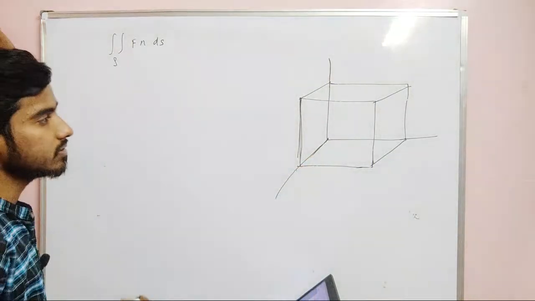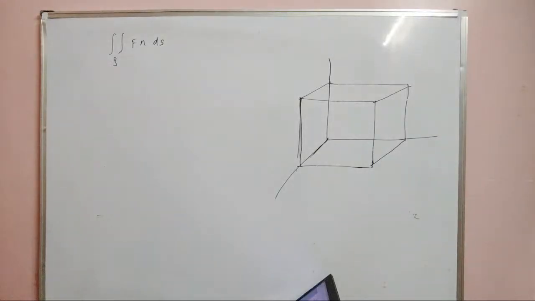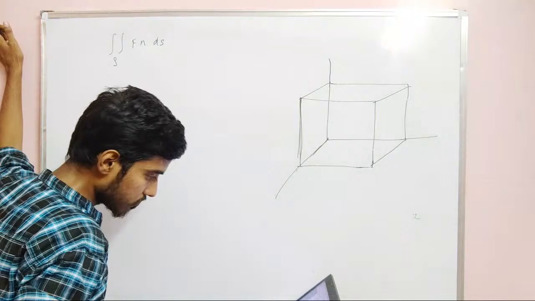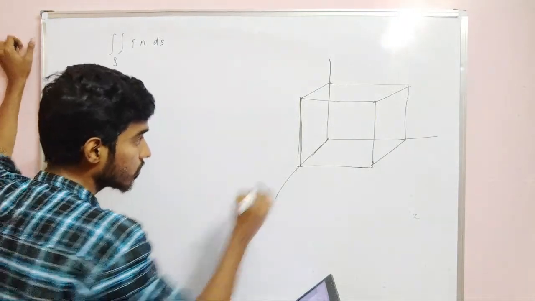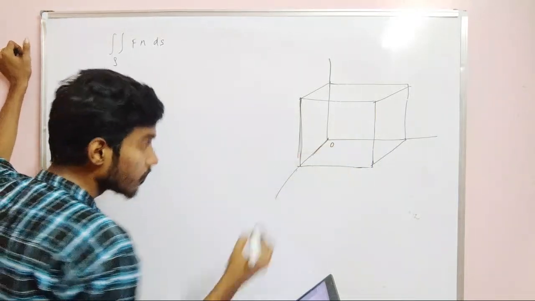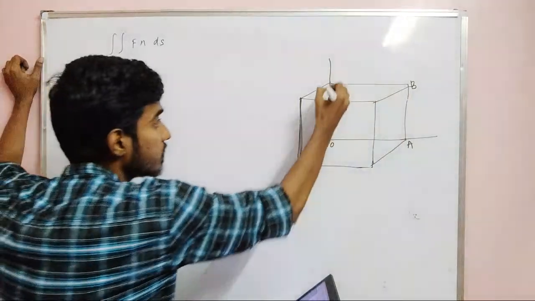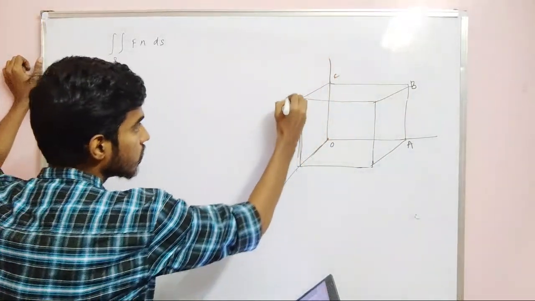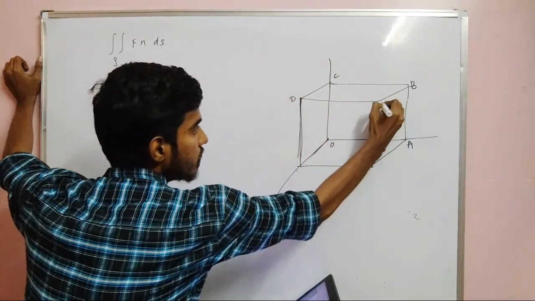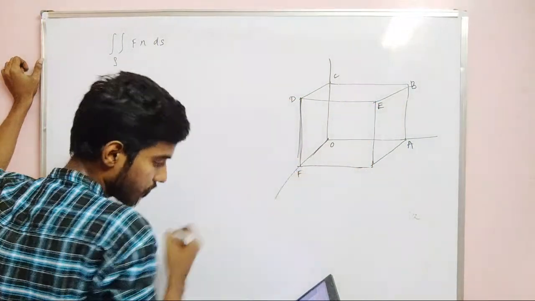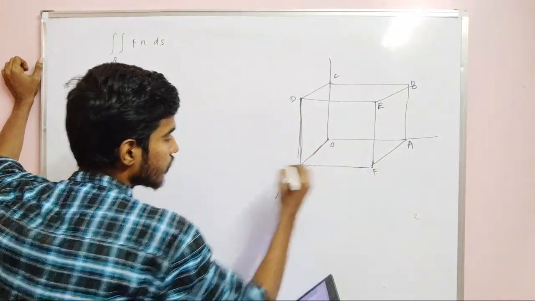These are the 3 axes, and this is our surface now. Now I need to find the surface integral of this. What I want to do is mark this as O, and let this be A, B, C, D, E, and this is F, and this is G.